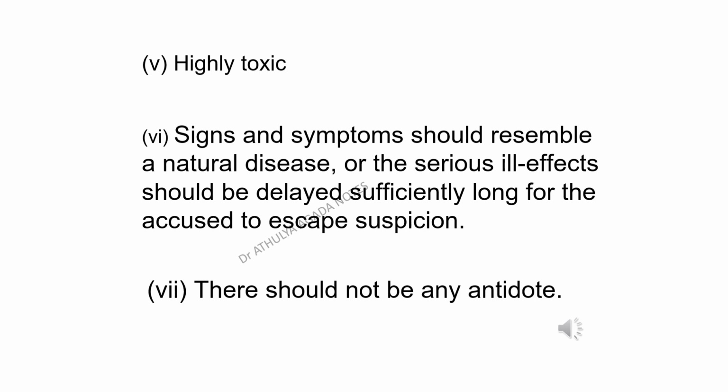They should resemble a natural disease, or the serious ill effects should be delayed sufficiently long for the accused to escape suspicion. That is, even though that person produces some symptoms, they should resemble those of a natural disease, such as cholera, etc. And it should be a slow poison, so that it cannot be easily identified that someone has poisoned that person. Next, there should not be any antidote. Even if the patient is admitted to the hospital, there should not be any medicine to combat that toxicity.